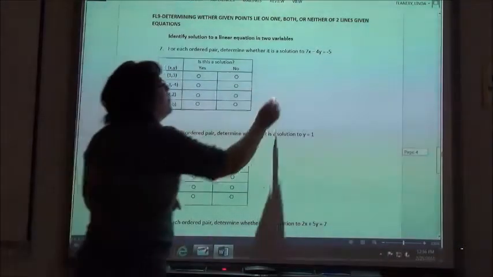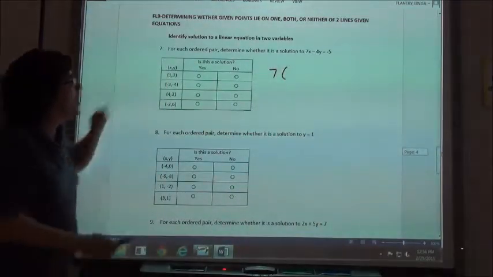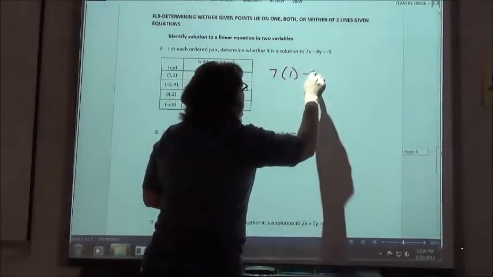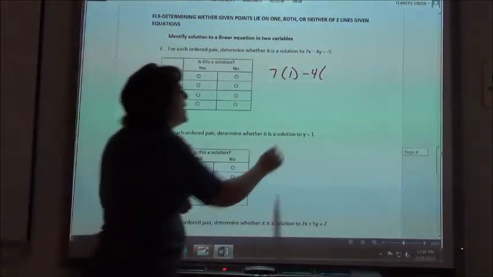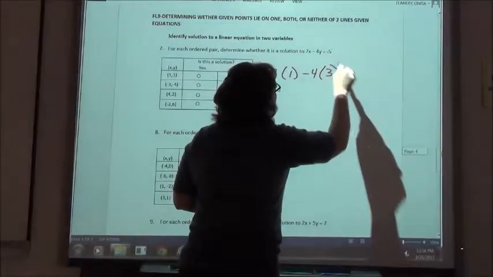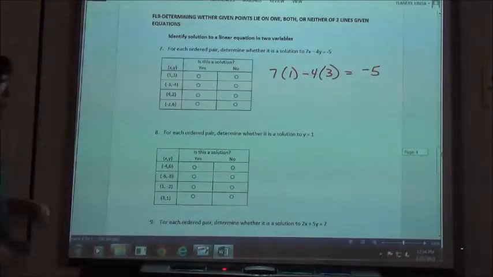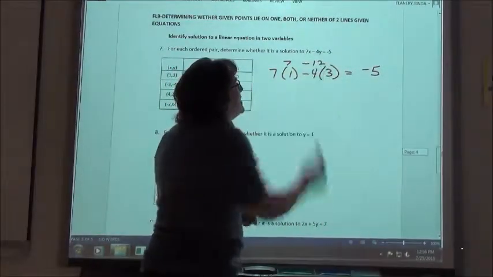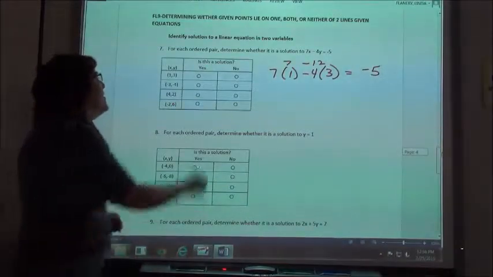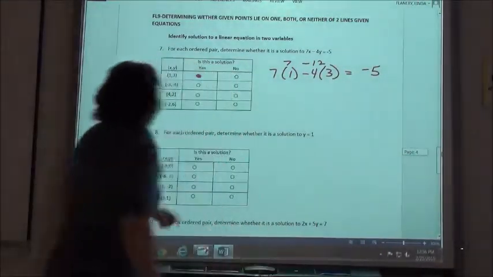The first problem, we're going to take 7 times the x value of our point, which is 1, minus 4 times the y value of our point, which is 3. And we want to know, are we going to get a negative 5 answer or not? Yes, we do, because I'm going to have 7 minus 12, and 7 minus 12 is negative 5. So, yes, we're going to mark yes. Then we're just going to repeat it for our other points.